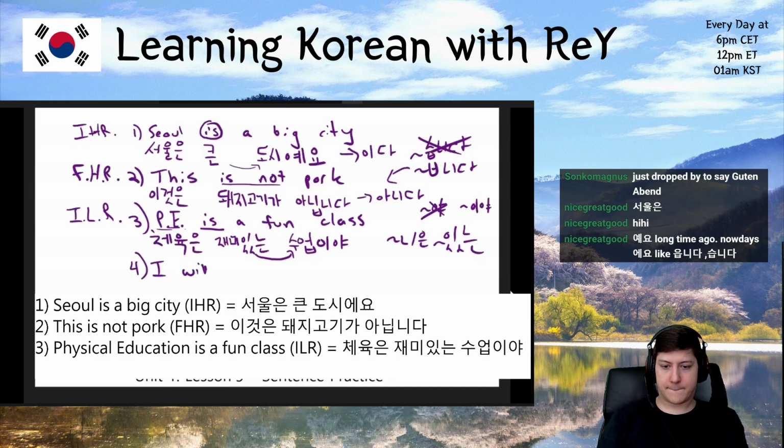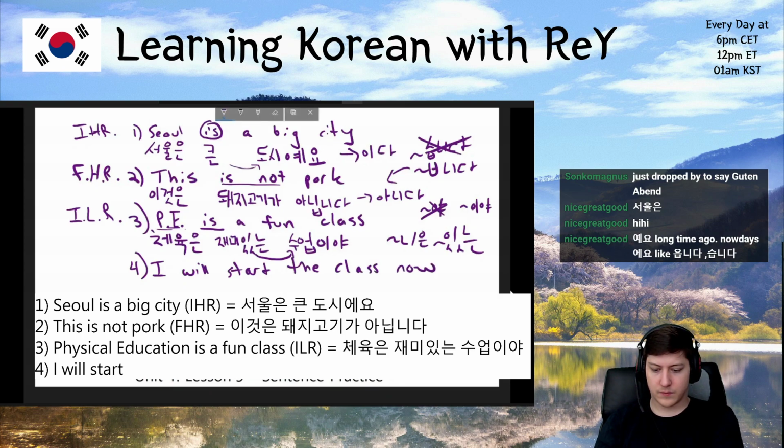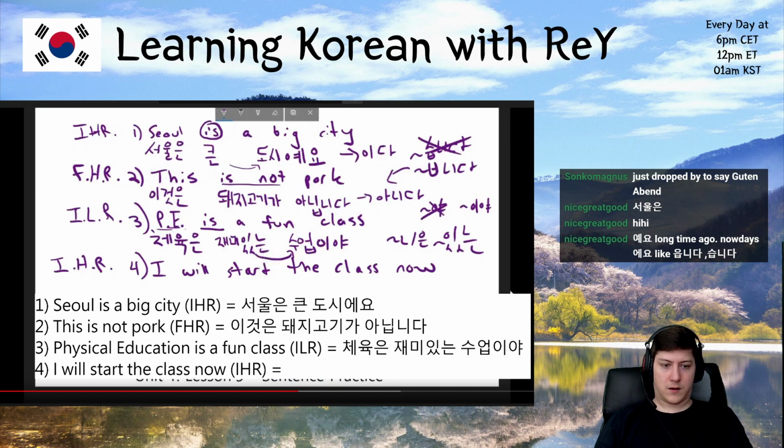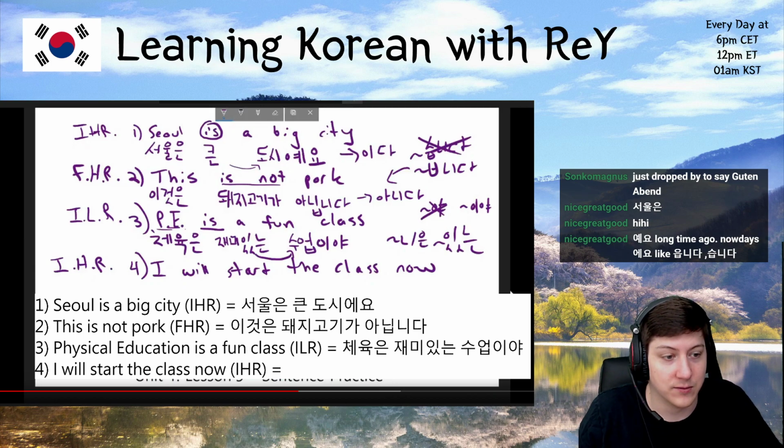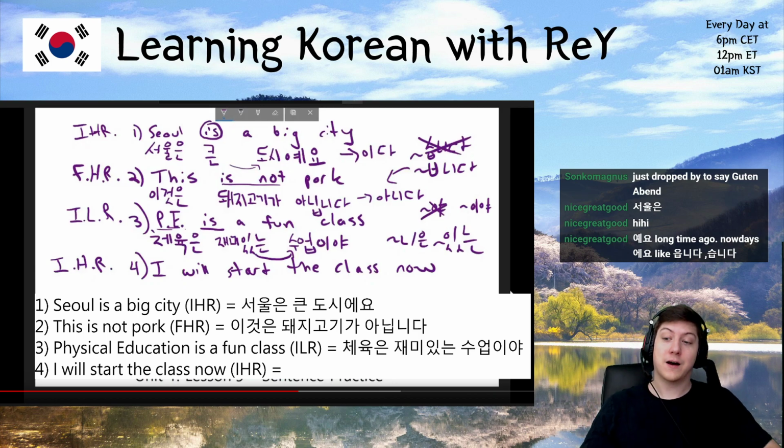I will start the class now. And let's conjugate this using the informal high respect form. I'll give you 10 seconds and you can start now. Okay, I will start the class now. Now we have the future. Now we have a whole different situation.